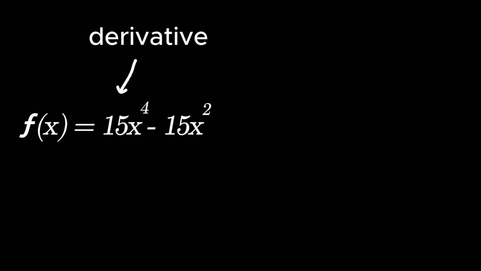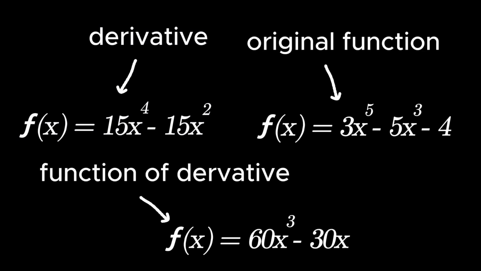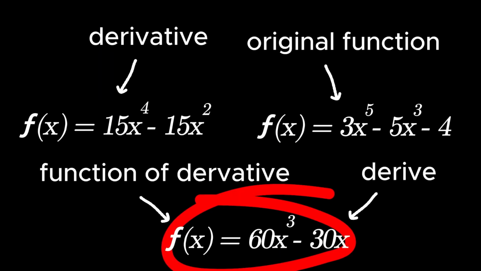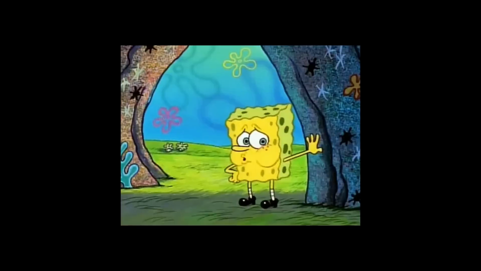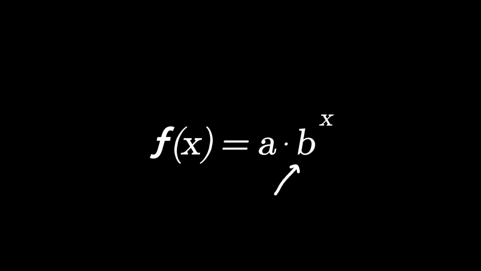Now, the crazy thing here is that you can actually derive the derivative of a function to get a function for the derivative, and then you can derive that function to get a function of the derivative of a function of the derivative of a function of a function. Yeah. Okay, that's cool and all, but what if we have an exponential function where a constant is raised by a variable?